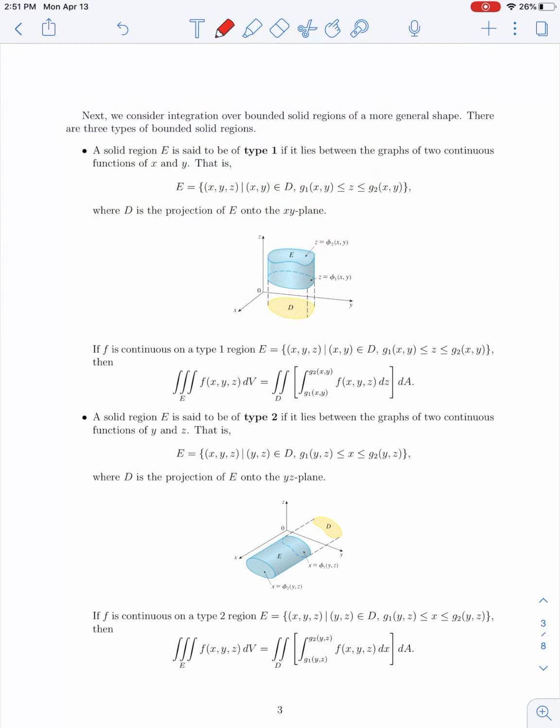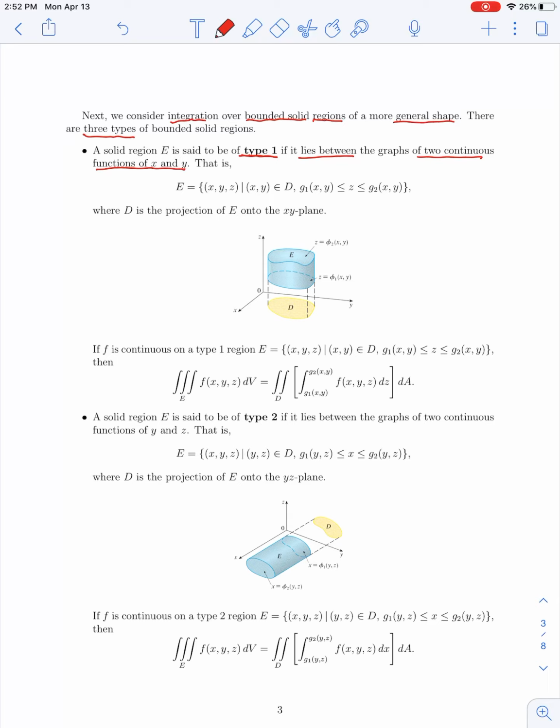We want to extend our definition to include regions of integration, which would be any bounded solid region of a more general shape, not necessarily just a box. Just like we had for bounded plane regions, we saw we could describe them as type 1 or type 2 regions. So for bounded solid regions in space, there are three types or three classifications for these regions. So let's go through each of these. Here, our first one, we would say a solid region is said to be of type 1 if it can be considered as lying between the graphs of two continuous functions of x and y.